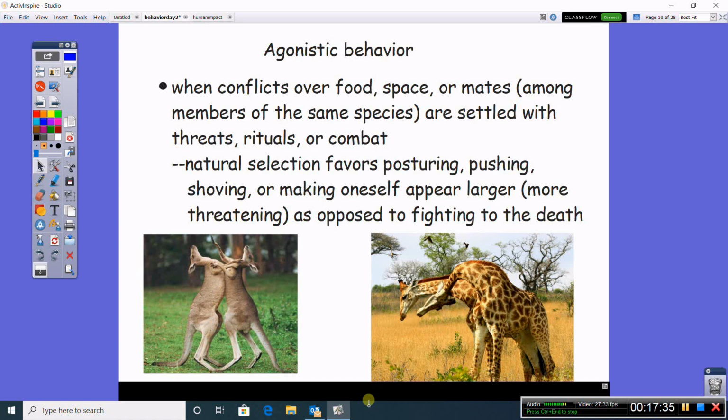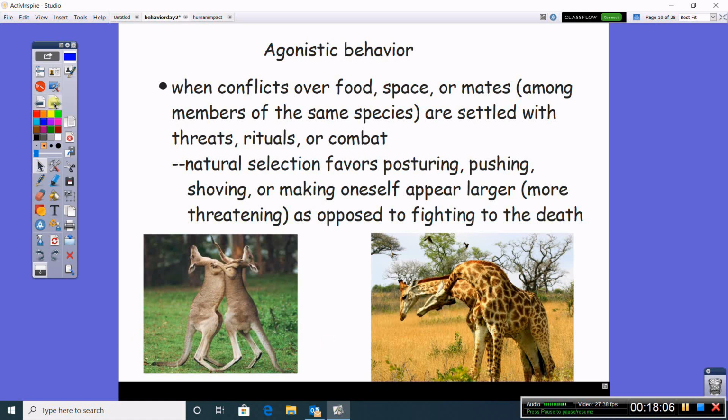On the left there, you see some male kangaroos showing agonistic behavior. And then remember I showed you that clip of the giraffes participating in agonistic behavior when they swing their necks like that. That's usually to see who's going to get to mate with the female. So once again, this is agonistic behavior. We typically see this between males competing to be the alpha male among the same species, among a population.